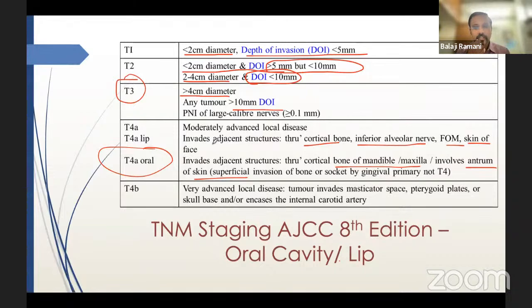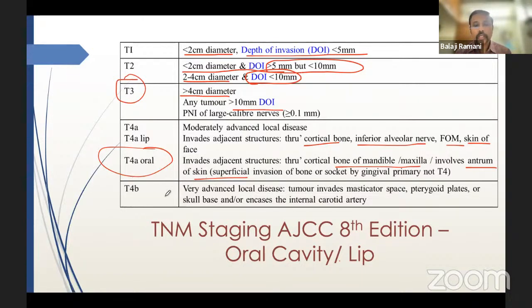The same thing applies for a T4A of the lip, involving the skin of the face or the floor of the mouth. From here it goes on to the floor of the mouth, or in this area where the inferior alveolar nerve is going to come out as the mental nerve. So when that is involved, that will cause it to be a T4A of the lip. All of you are clear with regard to the T staging? Anybody has a doubt with regard to the T staging? Okay, so everyone is clear.